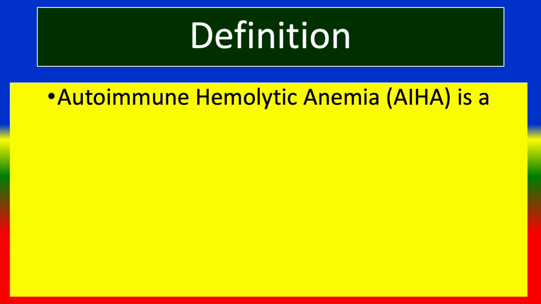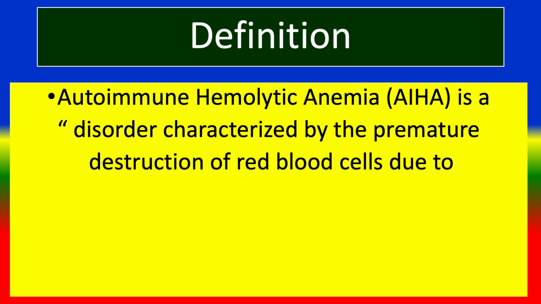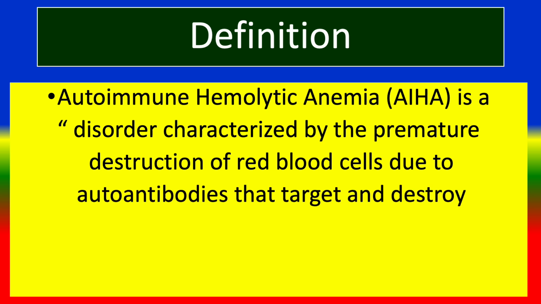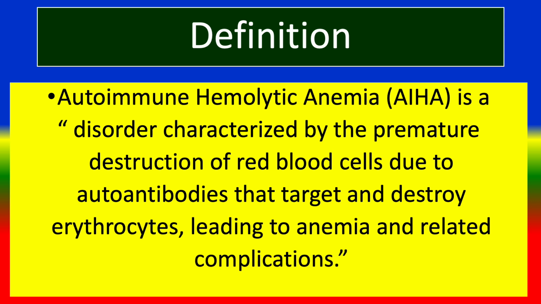Definition: autoimmune hemolytic anemia is a disorder characterized by the premature destruction of red blood cells due to autoantibodies that target and destroy erythrocytes, leading to anemia and related complications.